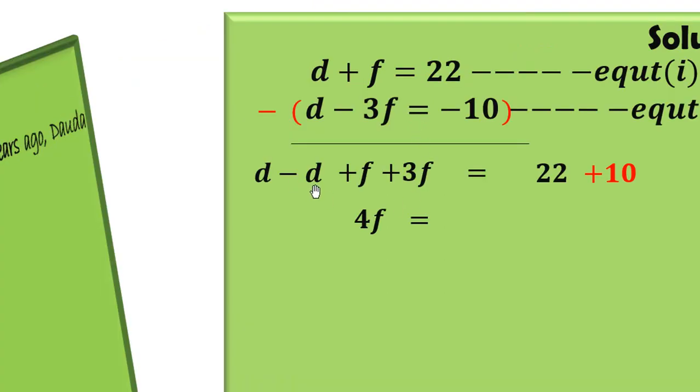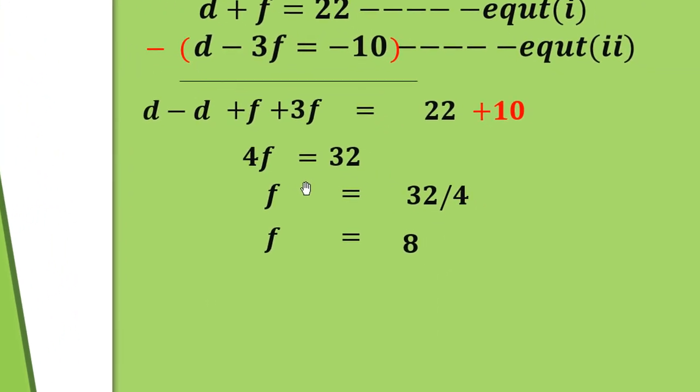Having gotten rid of d, you can have it here that f plus 3f is 4f, equals, when you add this up, that is 32. So you can have f equal to 32 divided by 4. Then your f is equal to what? Your f is equal to 8. That is it.